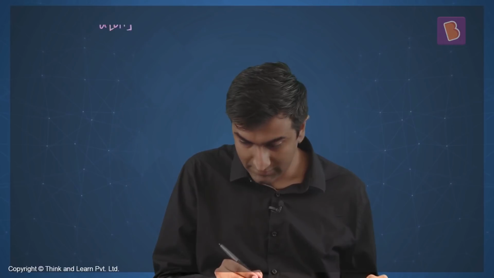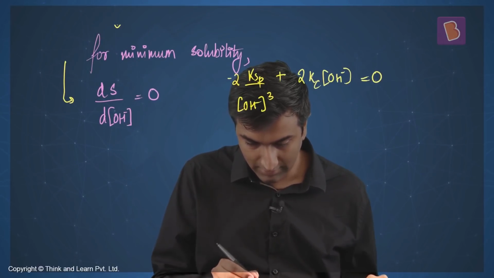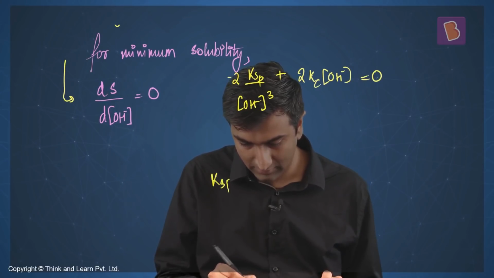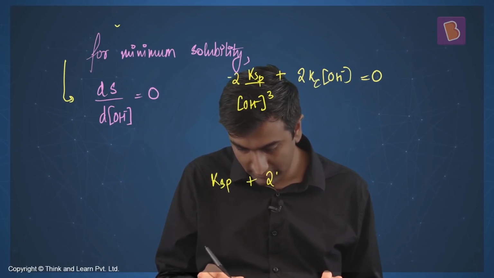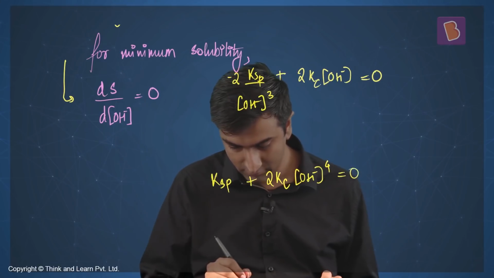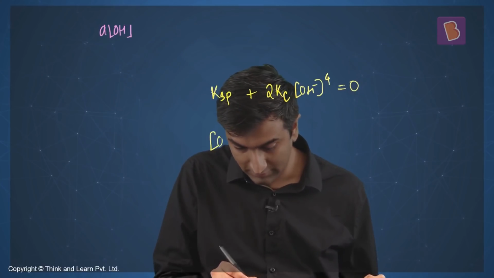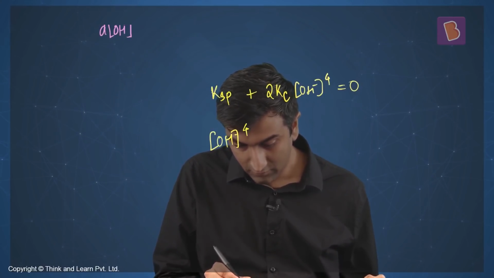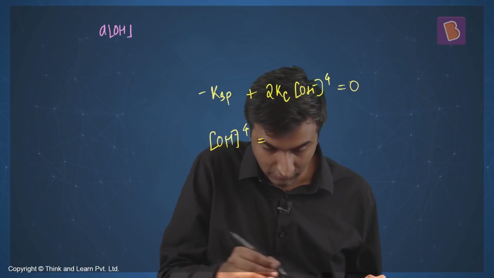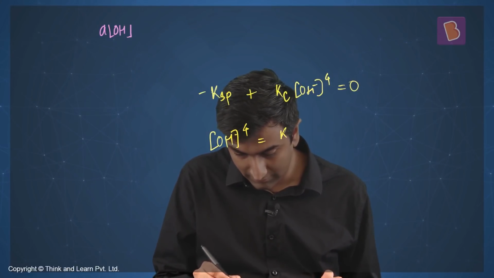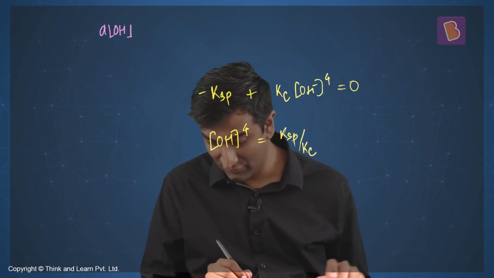All right, so now where was that expression? Let me keep that here. Okay, so now I simplify things over here. I get KSP plus 2Kc times OH minus whole to the power 4 is equal to 0. Does this make sense? Yeah, sure. So that means the OH minus ion concentration whole to the power 4 would be equal to, there was a negative sign here, and this 2 goes away because 2 was cancelled out from there too. So this is going to be equal to KSP divided by Kc. Yeah, now we're getting somewhere.